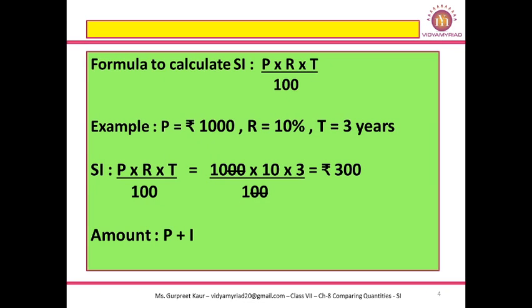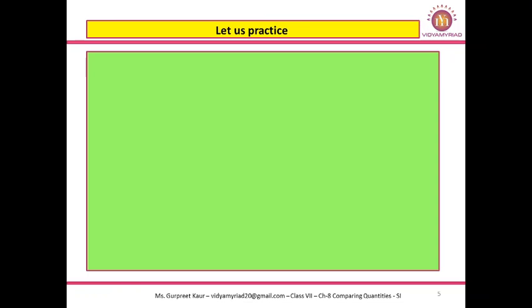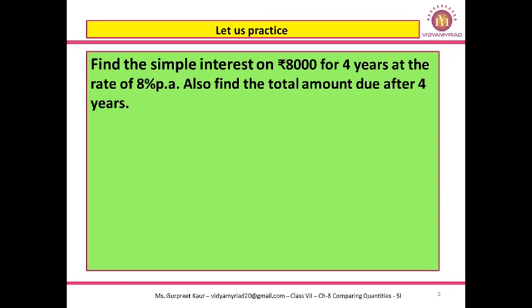And if I want to know the amount, that is, the total money that I have to pay after 3 years, it will be the principal amount, that is 1000, plus the interest, that is 300, total 1300. In both cases, if you see, your answer is the same. So we will follow this formula to calculate the interest for the number of years instead of calculating one by one for all the years. Let us practice a few questions on this.